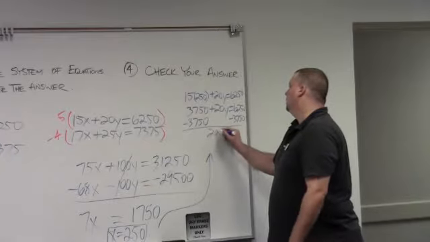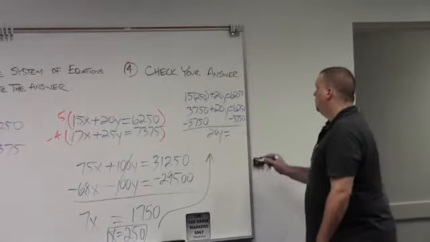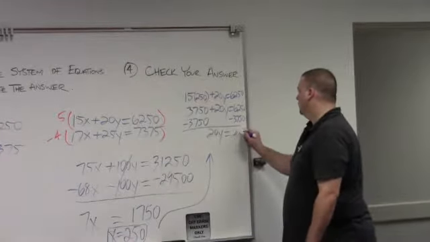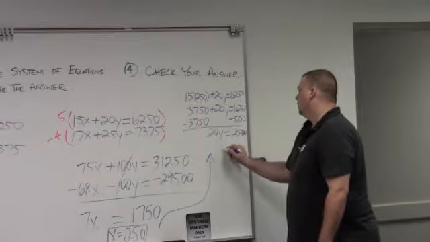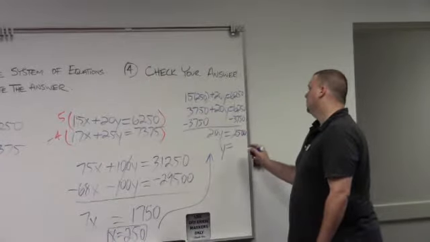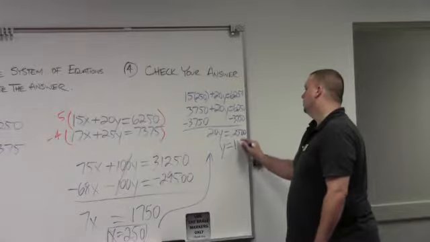So that's 20y equal to 2,500. So y ends up being 125.